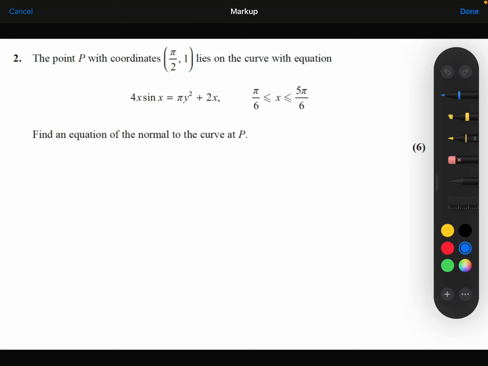The point P with coordinates pi over 2, 1 lies on the curve with the equation 4x sine x equals pi y squared plus 2x. I need to find the equation of the normal to the curve at P.